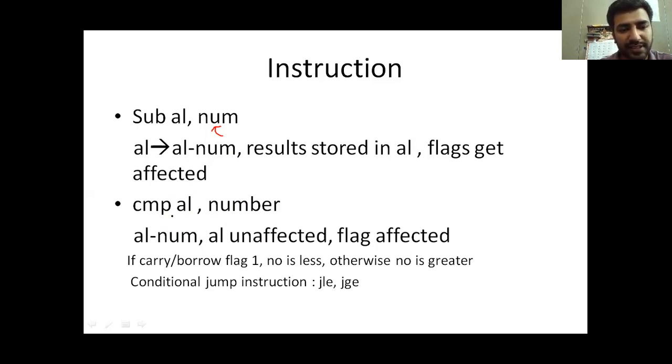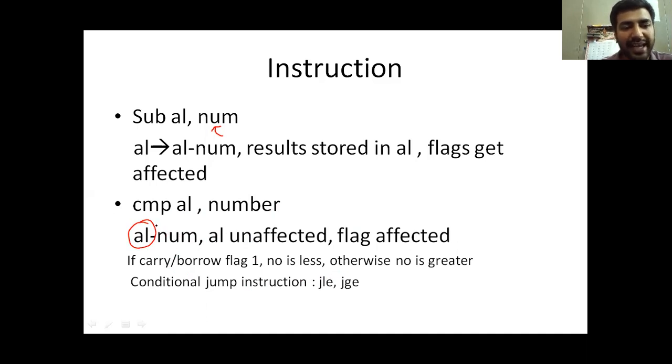So what is the use of this instruction? Whereas the first instruction can be used for subtraction, the second instruction is used for taking decisions. Different conditional jump instructions use the compare instruction. Why? Because it affects the flags, so with the help of jump less than or jump greater than, you can actually determine whether the number which was there in AL was less than or greater than.